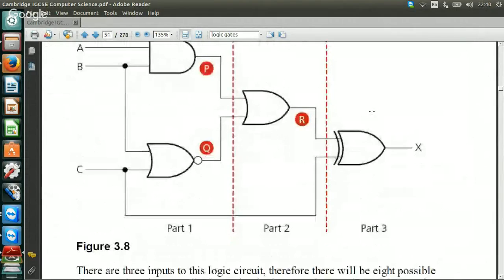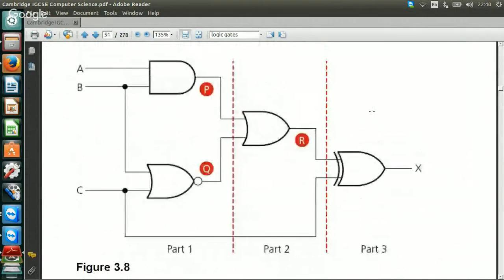But in the last class, we did only 2-input circuits. For example, here we have only A and B. We are going to start with the addition of logic gates circuits with 3 inputs, just like it's shown here.